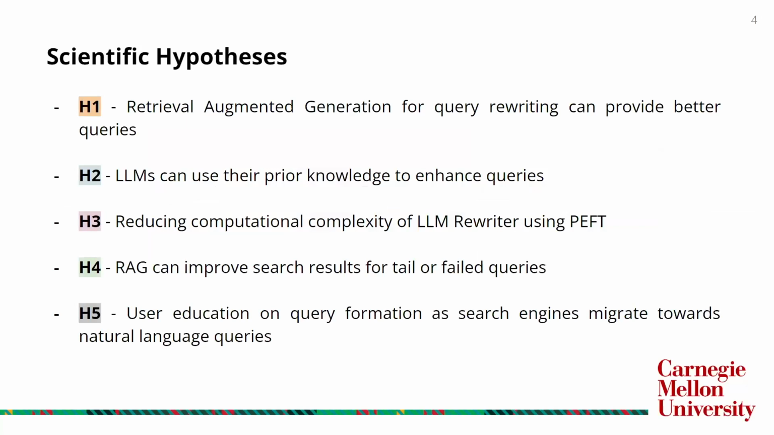As we're implementing this project, we have five major scientific hypotheses. First, we hypothesize that retrieval augmented generation is good for query writing, which can provide better queries. Second, we assume that a large language model with prior knowledge is suitable for enhancing queries. Third, we're training our large language model rewriter with parameter efficient fine-tuning, which would essentially reduce the computational complexity. And fourth, we believe that RAG can improve the search result, especially for tail and failed queries.